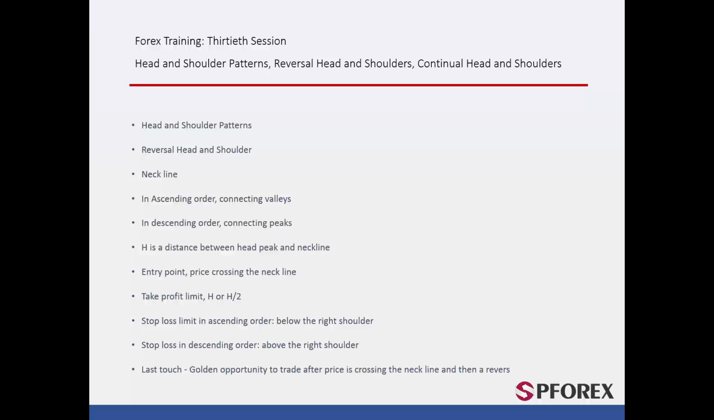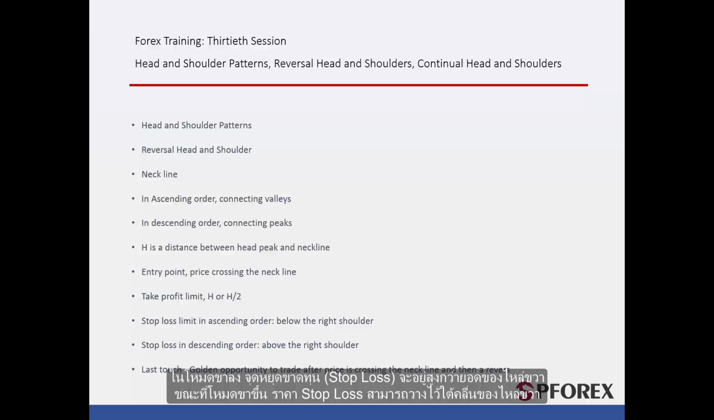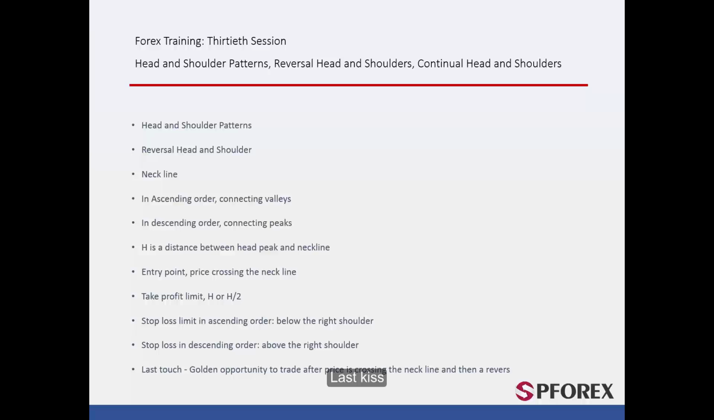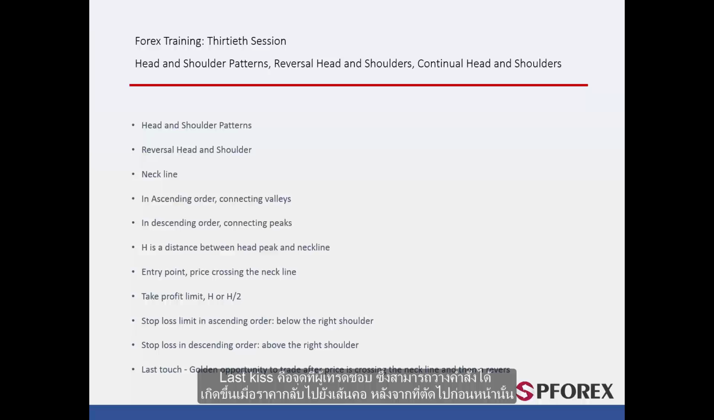Stop loss. In decreasing mode, stop loss is above the right shoulder peak point, while in increasing mode, stop loss price can be placed under the right shoulder valley. Last kiss. Last kiss is a favorable point where traders can place an order. It happens when price returns to the neckline after it crossed it earlier.